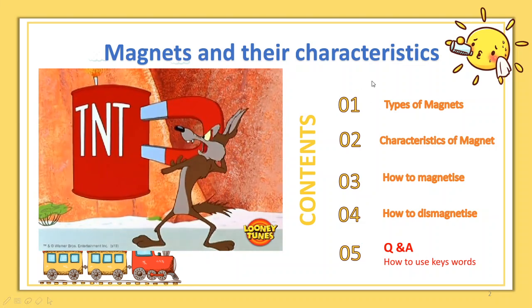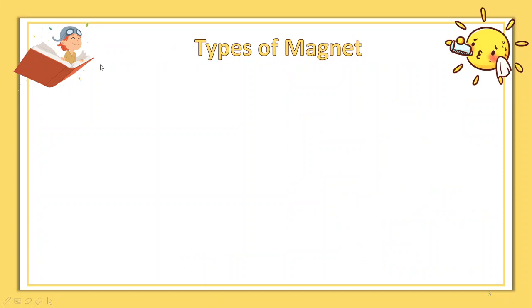The content will talk about the types of monad, characteristics of monad, how to monetize and how did these monetize, then follow with Q&A. Basically, we have three types of monads to be learned today. One is permanent monads, two is electromonads, and another one is temporary monads.